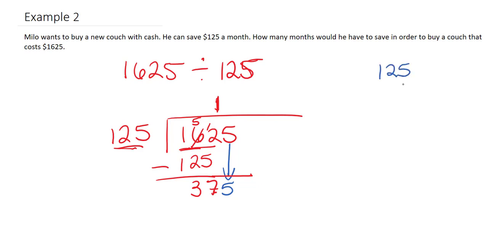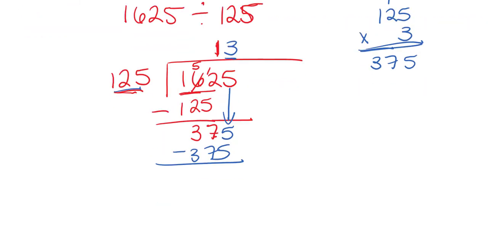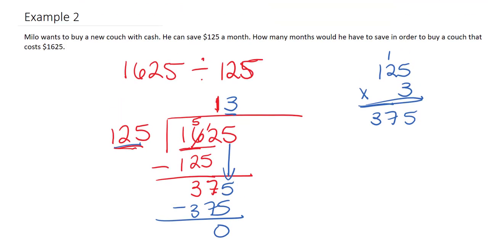So what I like to do is go off to the side and see what 125 times 3 is. Well, 5 times 3 is 15. 3 times 2 is 6 plus 1 is 7. 3 times 1 is 3. So it can go into it 3 times. So 125 times 3 is 375. We go ahead and subtract and we get 0. So how many months would it take? It would take 13 months.